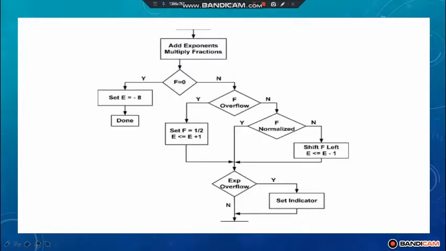Next, add exponents, multiply fractions. If F is equal to 0, set E equal to minus 8. If no, then check F overflow and then normalize, set the F value and E value, shift left, and then check exponent overflow and set the indicator.